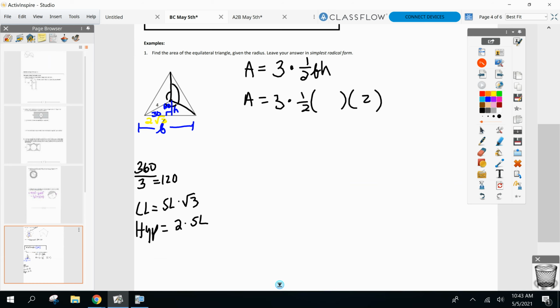Is 2 radical 3 the base of the triangle I'm trying to find the area for? Is 2 radical 3 the full base of the triangle I'm trying to find the area of? No, it's not, is it? I'm not going to plug 2 radical 3 in for b. That's 2 radical 3. What about the other side? Also 2 radical 3, because remember, these triangles are congruent. CPCTC says those segments are equal. So if one side's 2 radical 3, the other side's 2 radical 3. How big's the base?